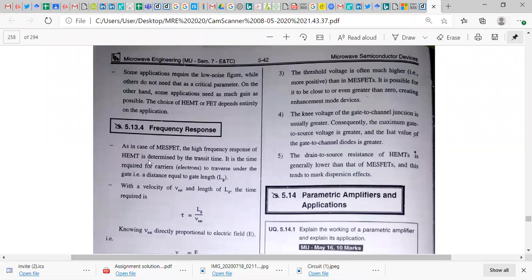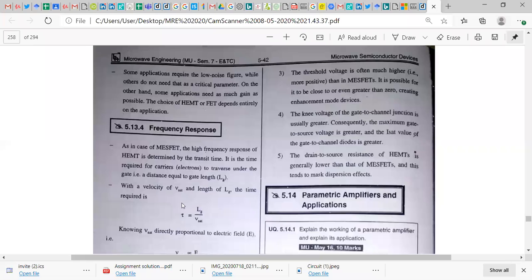Frequency response. The frequency response is similar to what we have seen in FET right now. L is the length of the gate. V is the velocity of the electrons traveling through the gate. Tau is the time taken by the electrons to travel from emitter to collector. Actually, this is the time taken by electrons to move from one end of the gate terminal to the other.